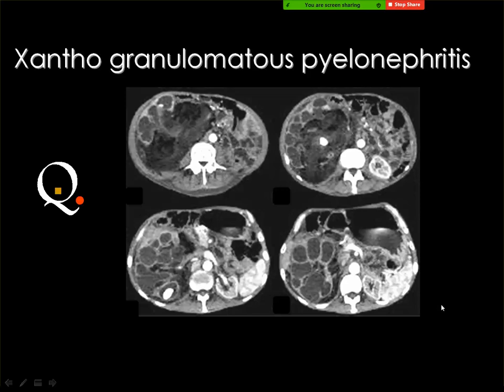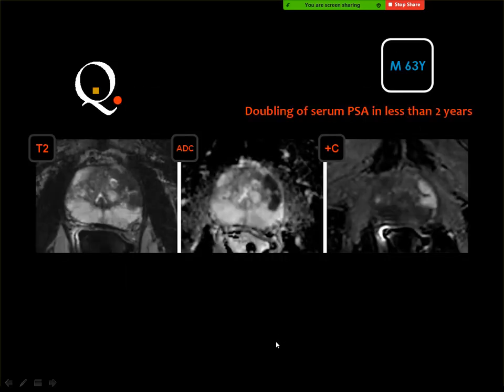Xanthogranulomatous pyelonephritis. Yes, this is xanthogranulomatous pyelonephritis, typical appearance, big kidney with big stones, poor function, and there may be some fat. Fat is not essential, but if it is present, it will support the diagnosis.